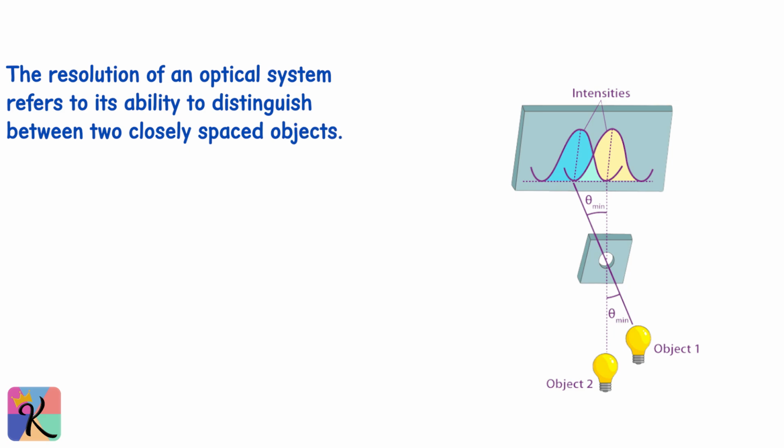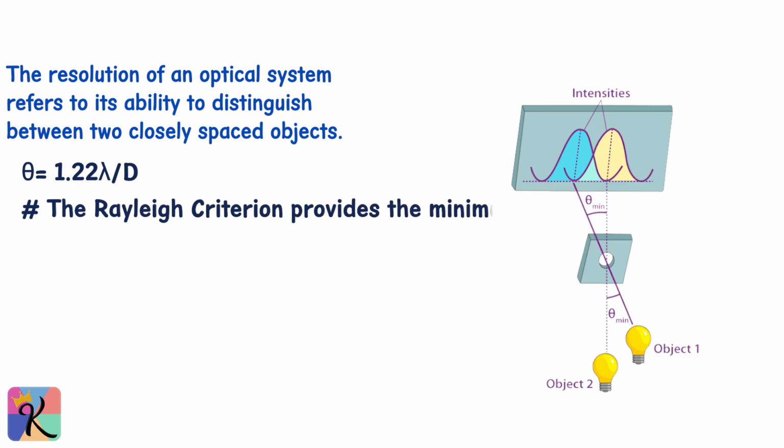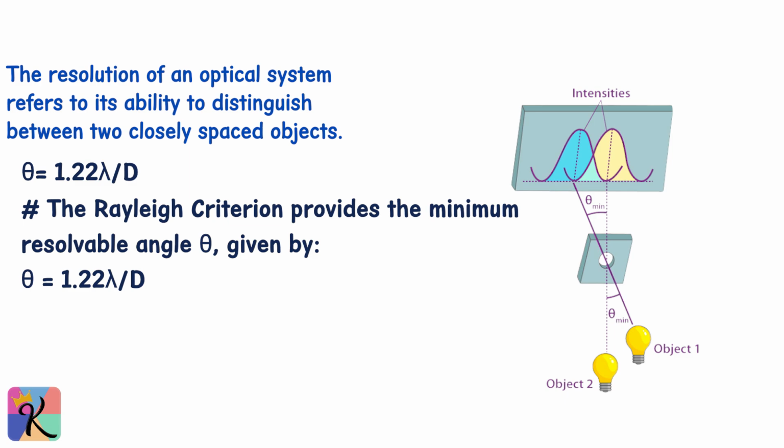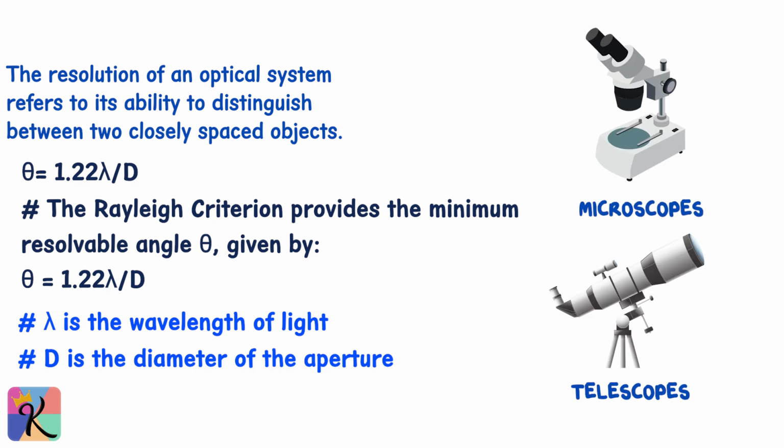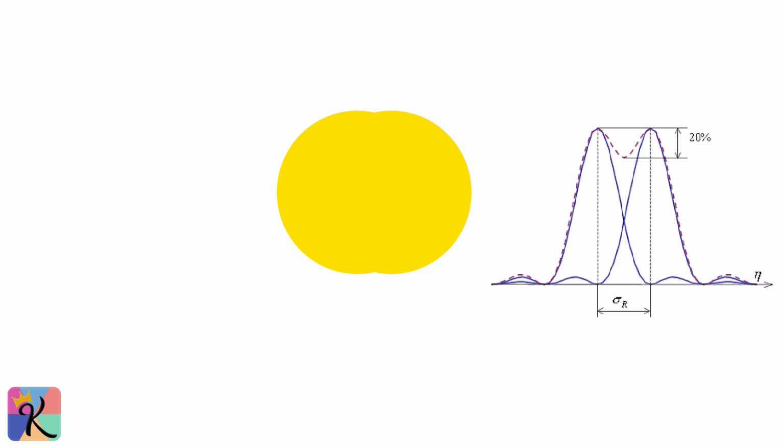Diffraction limits this ability, as light waves spread out when passing through an aperture. The Rayleigh criterion provides the minimum resolvable angle theta, given by theta equals 1.22 times lambda all over d. Here, lambda is the wavelength of light, and d is the diameter of the aperture. This criterion is essential in understanding the limits of resolution in optical instruments like microscopes and telescopes. When two point sources are closer than the Rayleigh criterion allows, they will appear as a single point, highlighting the importance of aperture size in resolving detail.